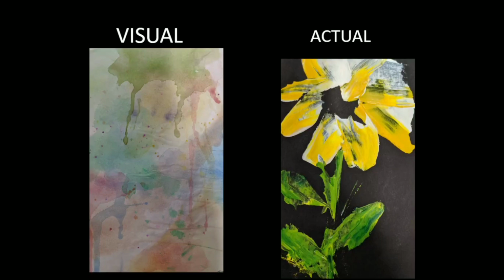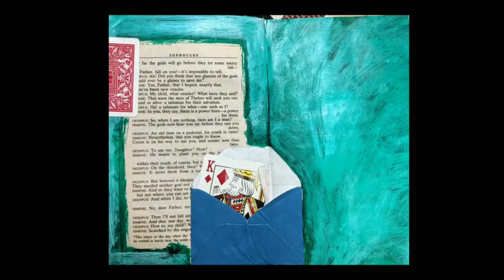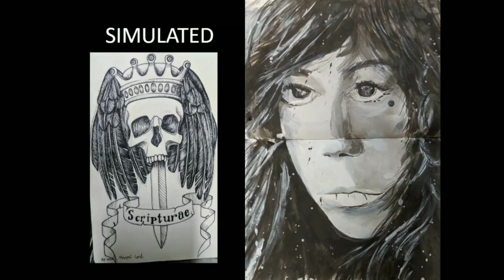Or you could have actual texture, such as this paint here, which is kind of globby, and you can actually touch it and feel it three-dimensionally on the surface of the paper. Or you can have simulated, like the simulated texture of the feathers or the simulated texture of the hair.